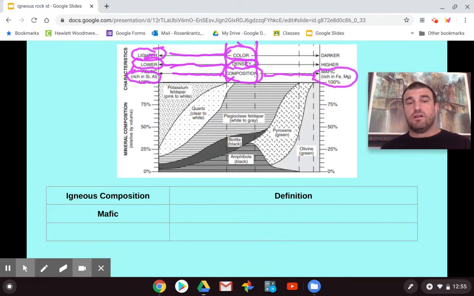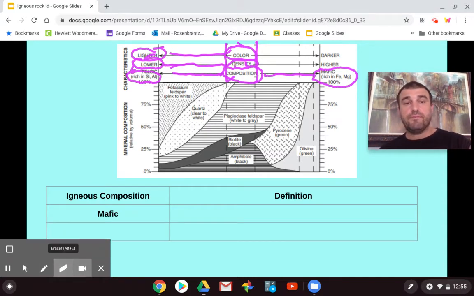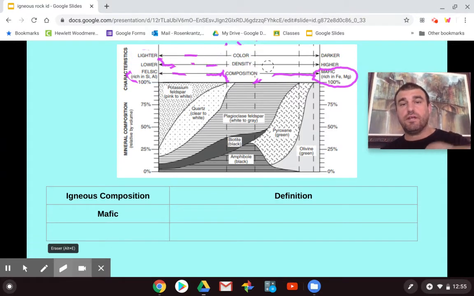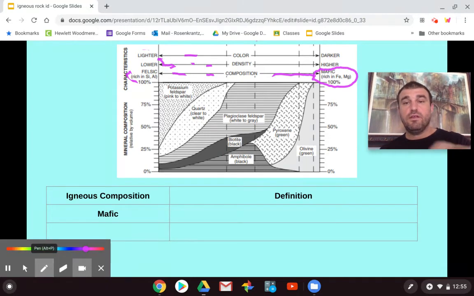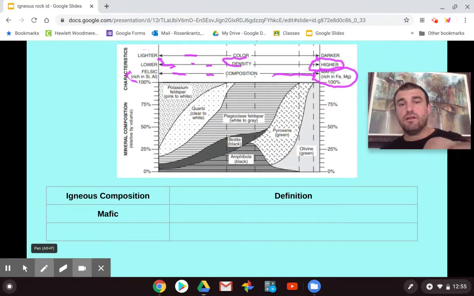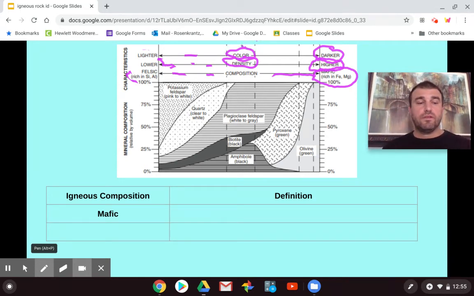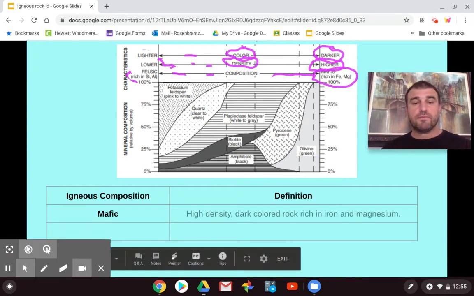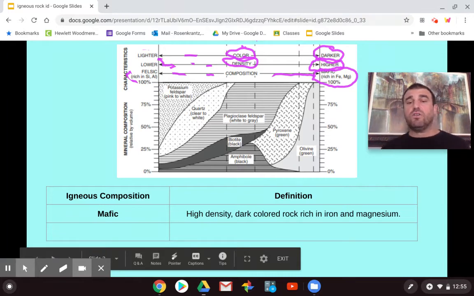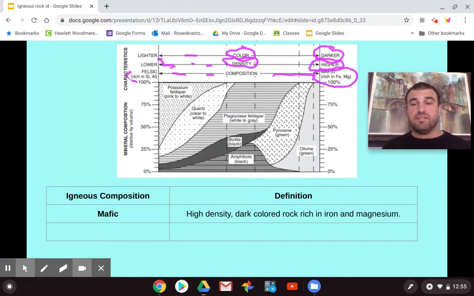All right. I actually did mafic first, so let me go over mafic as well. So the definition of mafic then, all right. I circled mafic right there on the right. So mafic has a higher density, darker color. So the definition of mafic is a high density, dark colored rock rich in iron and magnesium.